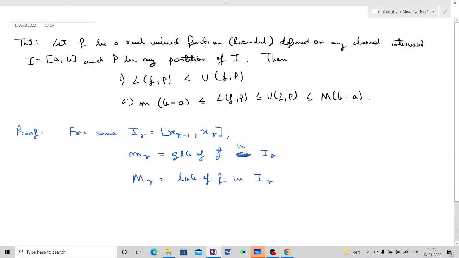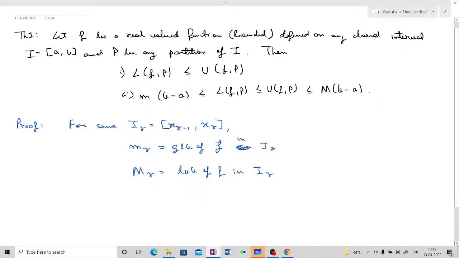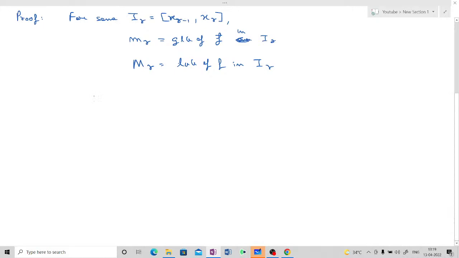And we had also discussed that you have small m_r always less than or equal to capital M_r. Now we can write it as m_r times delta r is less than or equal to M_r times delta r. What is the reason behind it? Since delta r is a positive value, because it is the length of the rth subinterval which the partition has created, right?